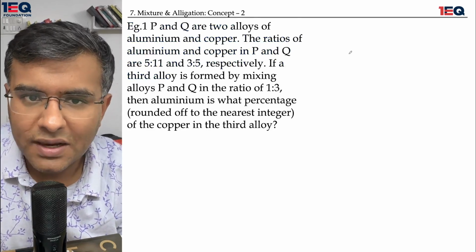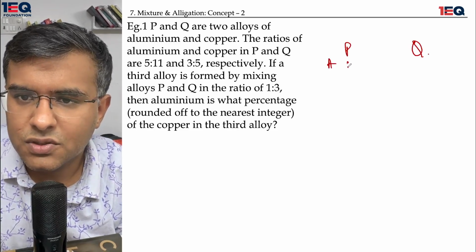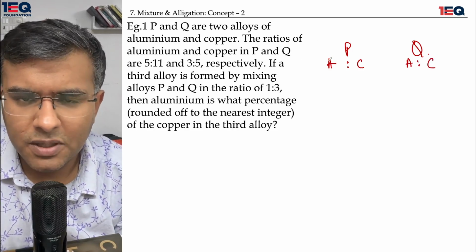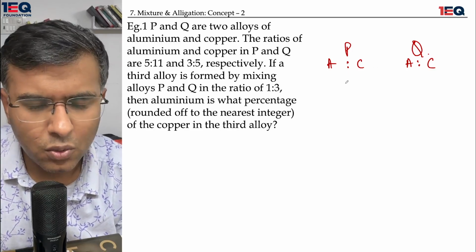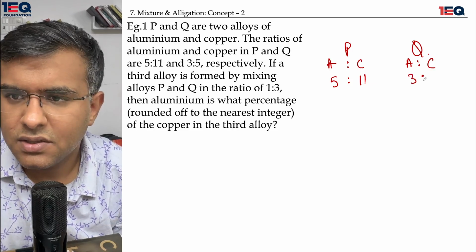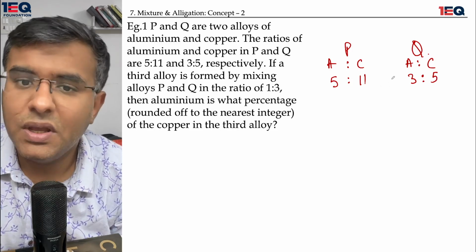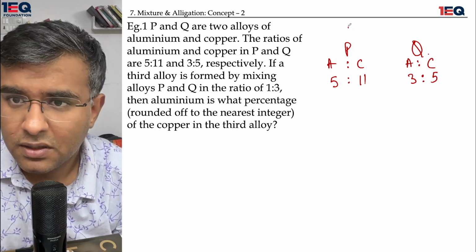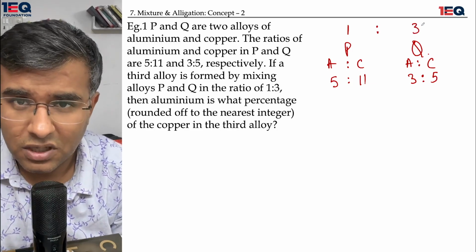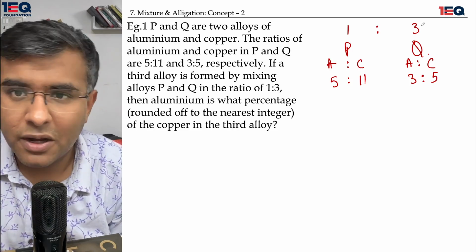P and Q are two alloys of aluminium and copper. Both have aluminium is to copper in them. The ratios of aluminium and copper in P and Q are 5 is to 11 and 3 is to 5. If a third alloy is formed by mixing P and Q in the ratio of 1 is to 3, that means 1 is to 3 would be the self ratio in which they would be mixed. So they would be multiplied on the same side.